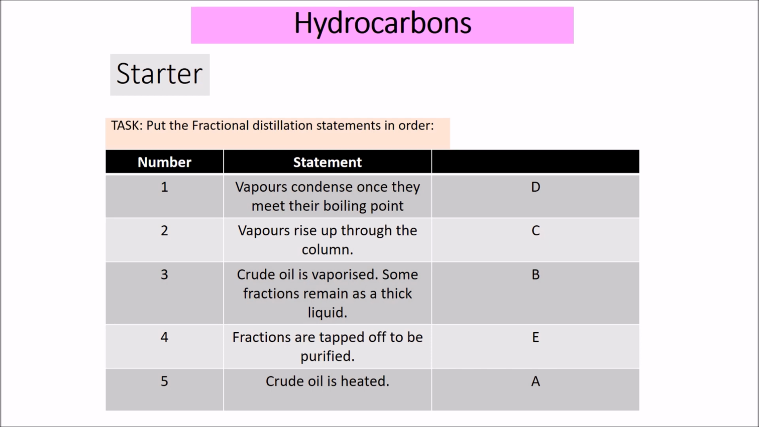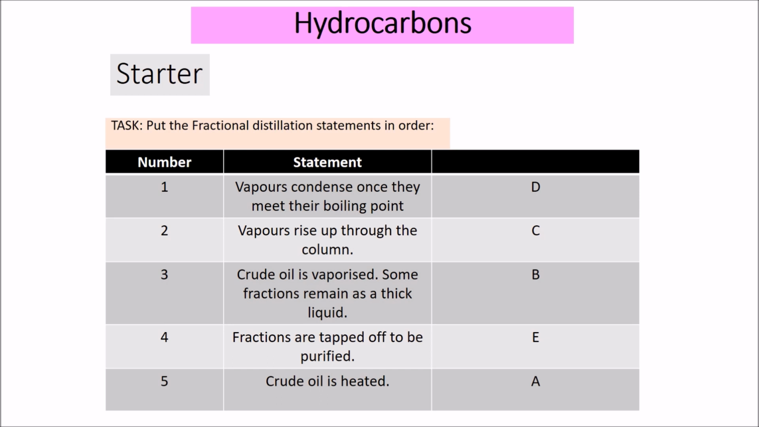Then number 2, it's then vaporized. Some fractions of it remain as a thick liquid, so they don't turn to vapor. They've obviously got a really high boiling point. Then C, those vapors then rise up through a column, your fractionating column. D, some of those vapors will condense, and they'll condense at different points once they meet their boiling point or their condensation point, because it's the same point. And then the last part, those fractions are then tapped off and purified into pure fractions of oils.